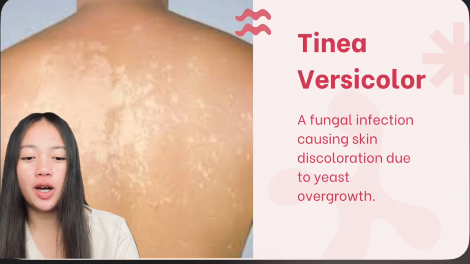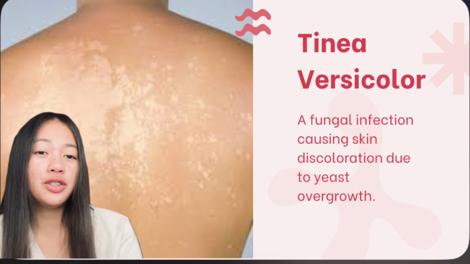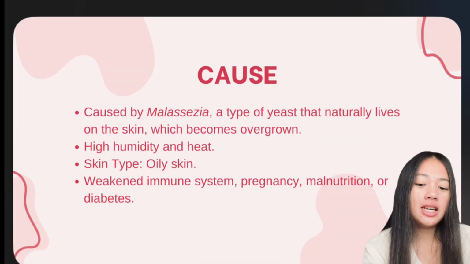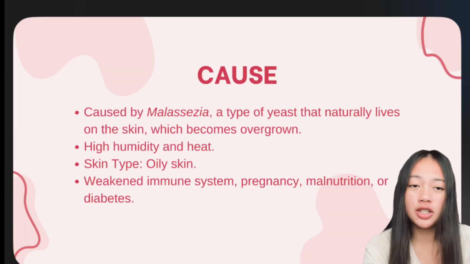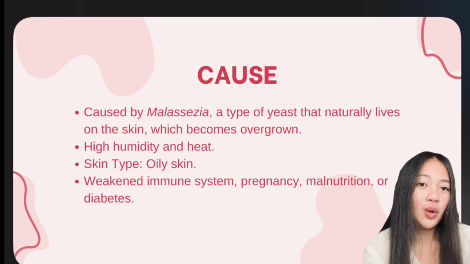For our next topic, it's all about tinea versicolor. So tinea versicolor is a common fungal infection that causes changes in the skin color due to the overgrowth of the yeast in our skin. So it is caused by a yeast called Malassezia, which normally galing siya sa ato ang skin. However, in certain conditions, it can overgrow and can lead to infection.